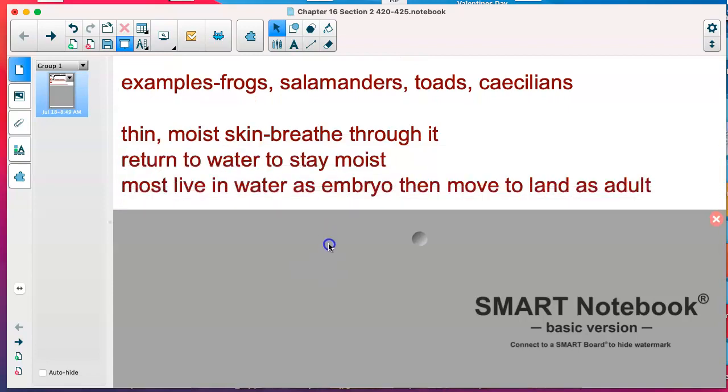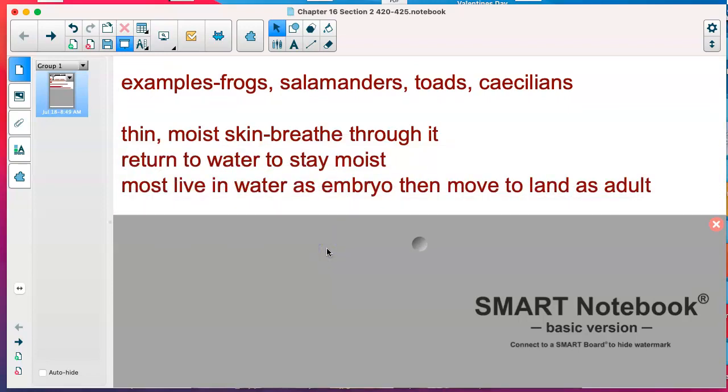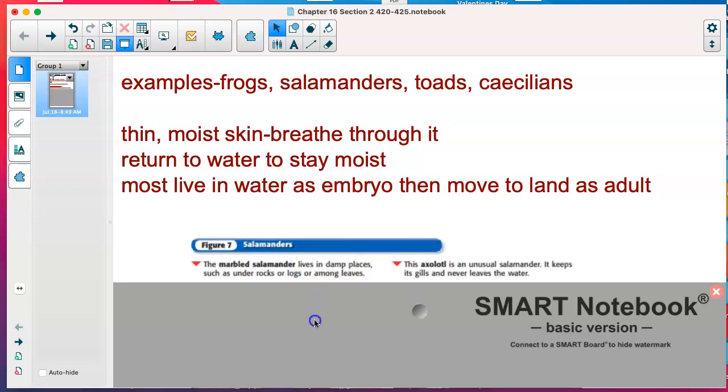So other characteristics: they have thin, moist skin, and they breathe through their skin. So it's really important that they stay near water to keep their skin moist so that it allows them to actually breathe through their skin. And so they will go back to water and continue to stay humid and moist. And they live in water as the embryo, like I said, and move to land as an adult.